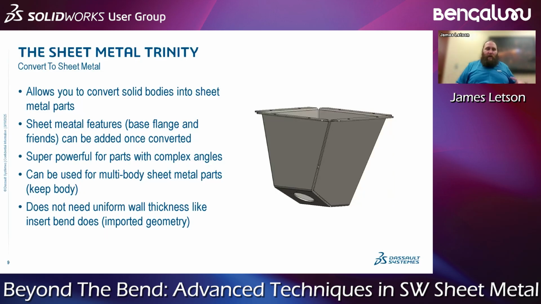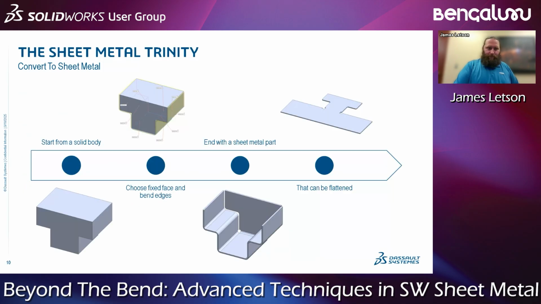And then sheet metal features like the edge flange and base flange that I just talked about can then be added once it's converted. The cool thing about convert to sheet metal is that it is very powerful for complex angles and can be used for multi-body sheet metal parts. And a cool thing once we get into the imported geometry part of it is it does not need uniform wall thickness like insert bend does. So convert to sheet metal, you're going to start from a solid body. You're going to choose a fixed face and bend edges, and you're going to end with a sheet metal part that can be flattened, right?